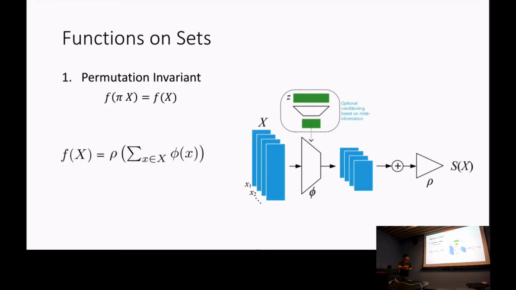So this is one of the basic ones when they build the architecture on top of this property. You have the x, a set with multiple elements, and then you have the phi transformation here, then you have the intermediate representations, and then you sum the representations, and then you output the prediction that you want to learn.